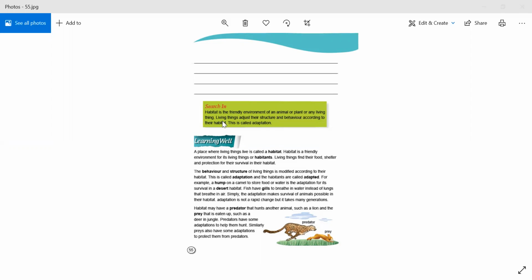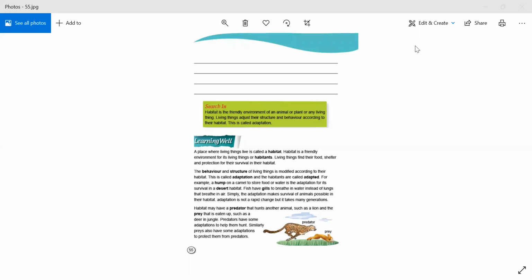And simply, adaptation makes survival of animals possible. So it means that adaptation makes survival of animals possible in their habitat. Okay, due to adaptation, animals can live in their habitat. And habitat adaptation is not rapid, it is not fast.